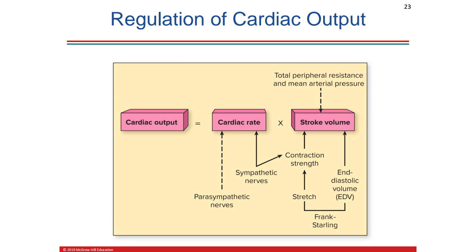You can think of that also as being another way of looking at afterload, which is that the left ventricle has to eject blood into the aorta. If the mean arterial pressure is high to begin with, then it's more work essentially for the heart to eject blood, and therefore the stroke volume will be lower.